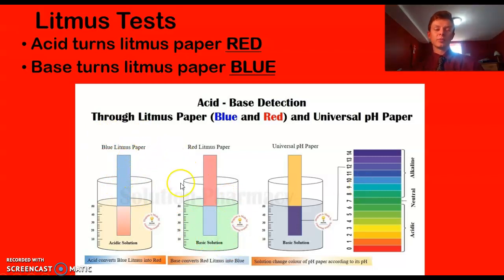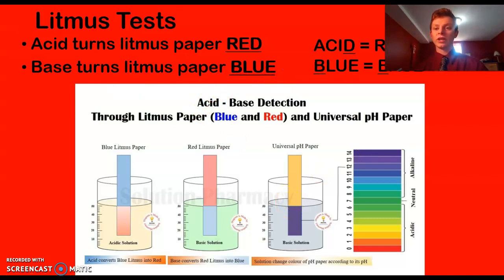Typically, you'll see red or blue litmus paper, but you may also see a universal pH paper, which is kind of yellow. It's the one that you guys use to put on your tongue. And so you'll see that using a universal pH paper, if you're dipping it into a basic solution, it'll come up blue purplish. And that's because, again, your base turns litmus paper blue.